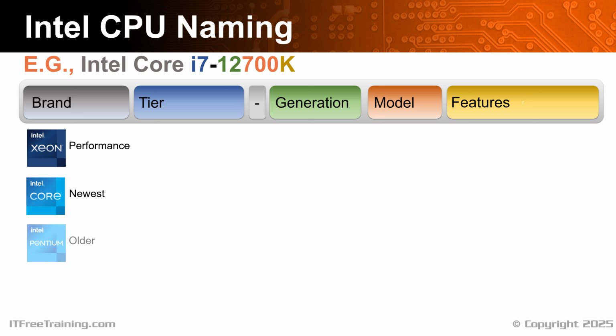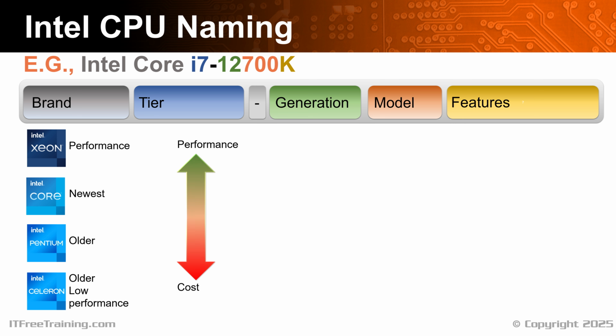You may also come across Pentium and Celeron CPUs. There are also other older brands. The Celeron processors run at lower speeds and have less cache, thus cost less than the Pentium, but performance is also less. The next part is the tier.